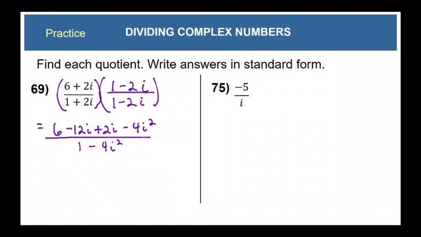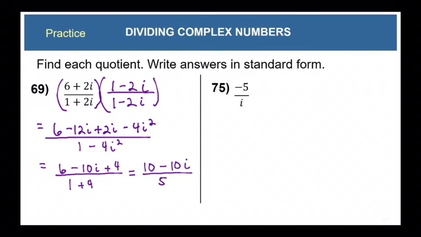Okay, now combining like terms in the top, our negative 12i plus 2i is going to add up to negative 10i. And then our i squared here is going to be negative 4 times negative 1, so that's going to be positive 4. In the denominator, negative 4i squared is going to be negative 4 times negative 1, which is positive 4. Okay, so now combining like terms again, I have in the top 6 plus 4 is 10, and in the bottom 1 plus 4 is 5.